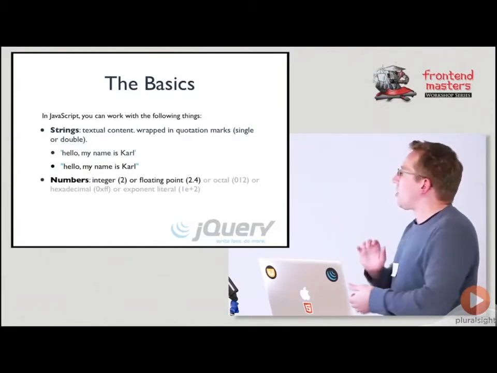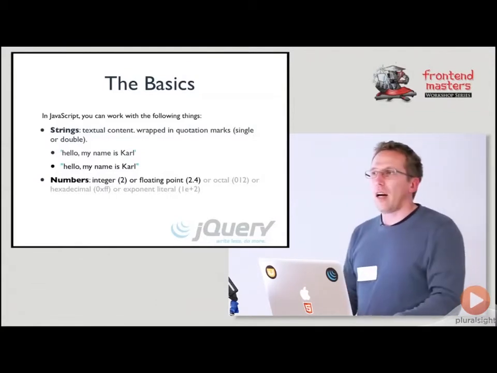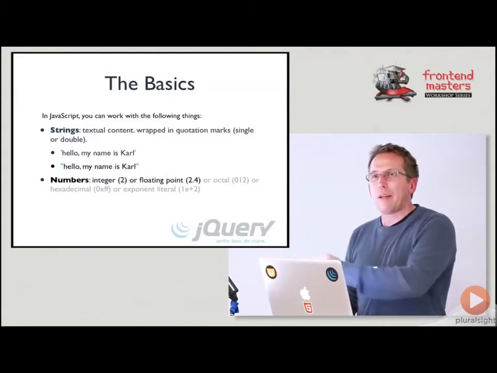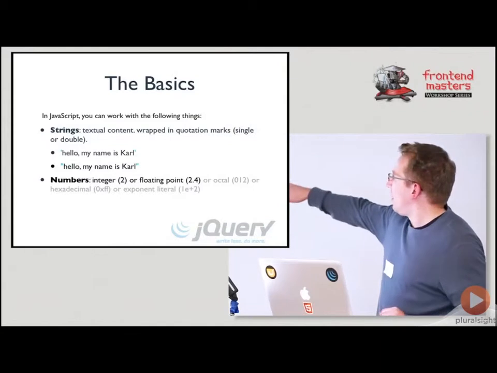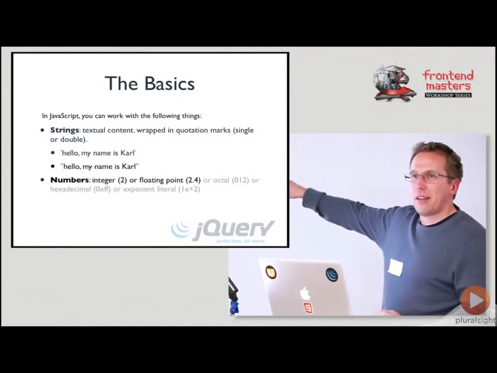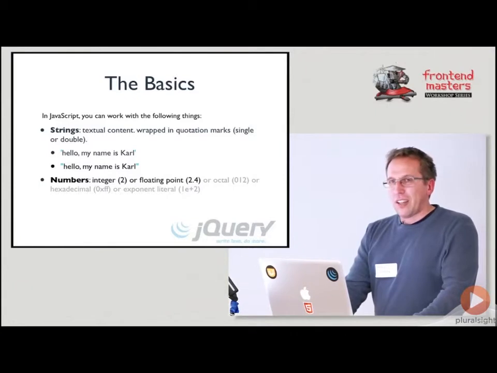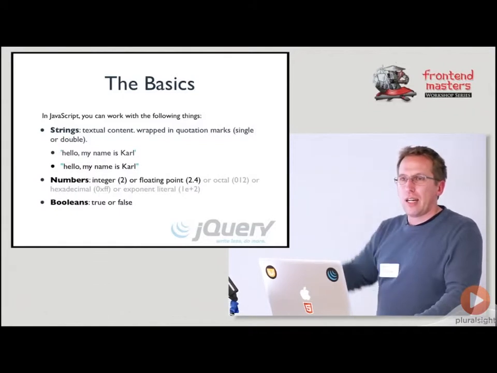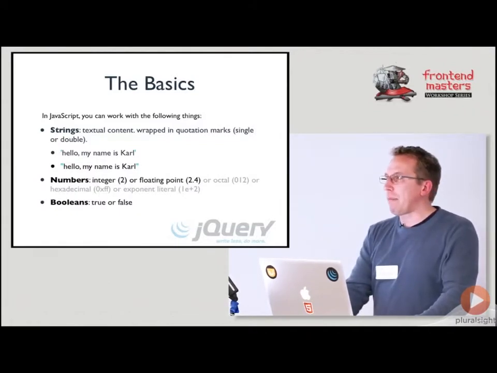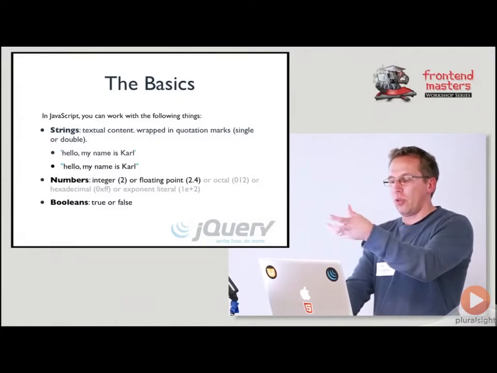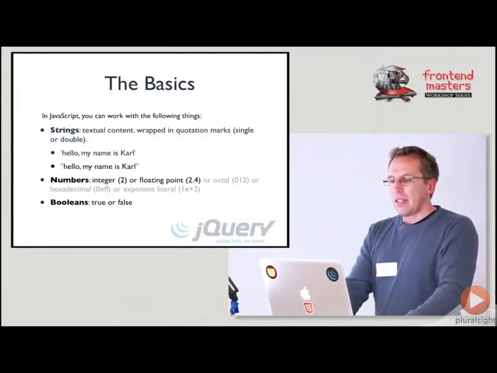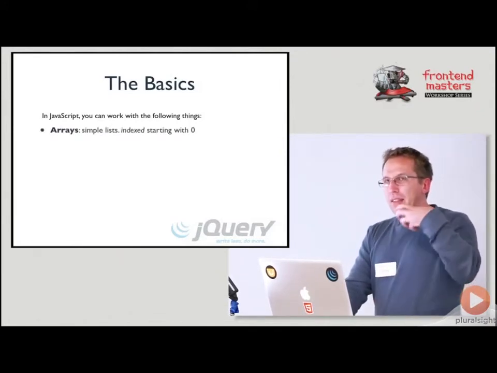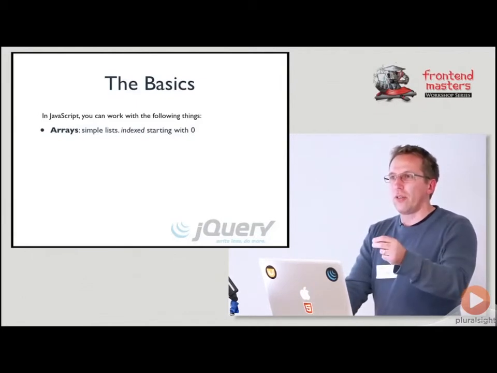Integers, floating point, octals, hexadecimal, exponent literal, infinity, all sorts of numbers. Weird things will happen because of octals and things like them, and we'll take a look at that later. But yeah, Booleans. Boolean just means true or false. No quotes around that because it is the thing. It's the true or the false. Okay. In JavaScript, you can also work with arrays. These are simple lists, and they're indexed, and the indexes start with 0.